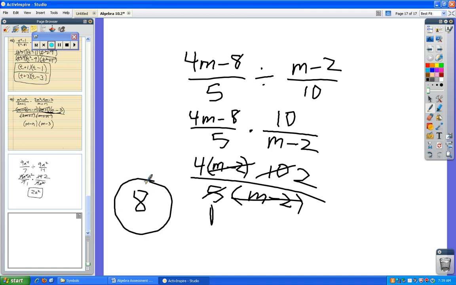Hopefully this is getting easy now. Yeah, I mean, this is the third section. All you're doing is factoring and canceling. Hopefully you can recognize where the factors are and you're just canceling only factors. Not parts of factors, but just factors. Okay, let me put up one more.